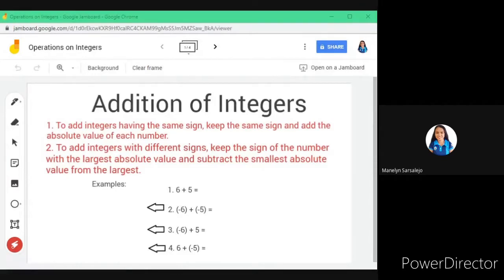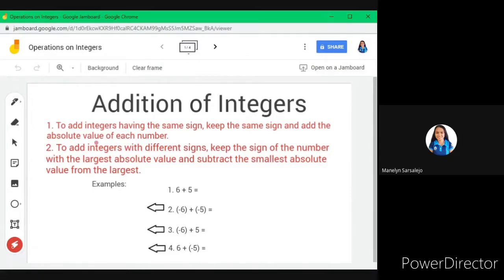Okay, so let's start with the addition of integers. Okay, we have two rules to remember. Okay, first one, to add integers having the same sign, keep the sign and add the absolute value of each number. So meaning, kung the same sign, i-add ra nato ang ilang absolute value and kopyahon ra ang unsa nga parehas nila nga sign.